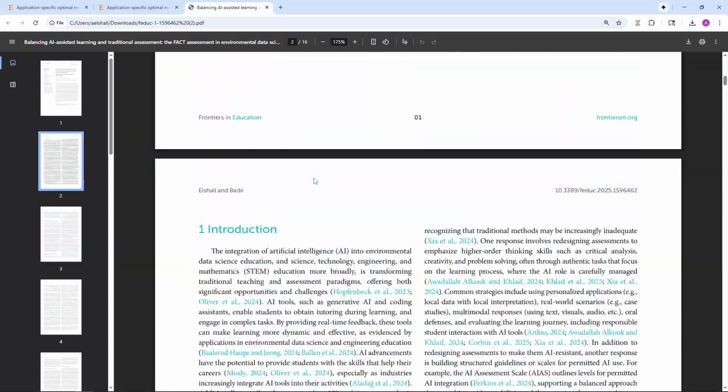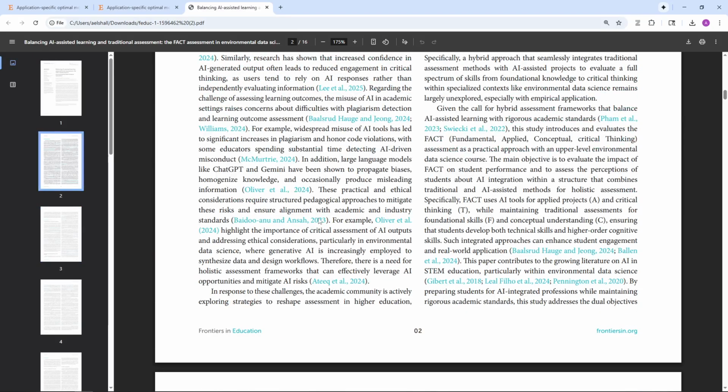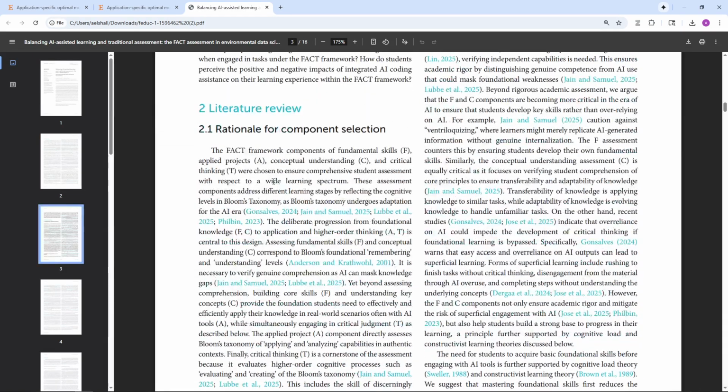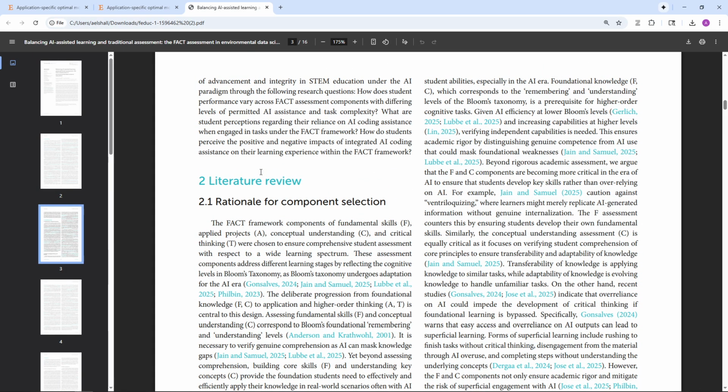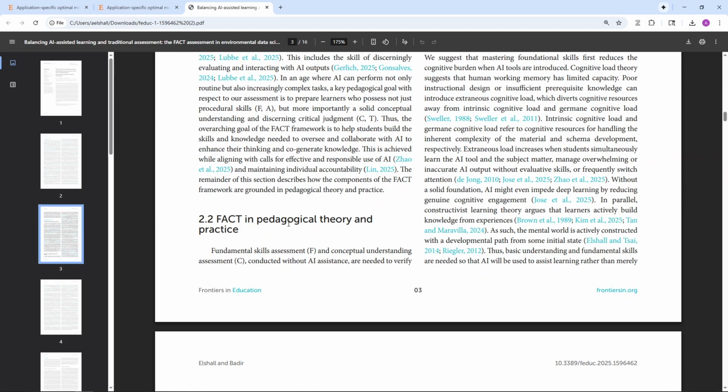But you see here, this is the introduction, and then we have a new section called literature review. What is this? This is not common in engineering research, but in social science and educational research, it is common that you have a separate section about literature review, and this section is usually needed for theoretical grounding, so that you can ground your work within existing theories in education or in social science. And you see here FACT in pedagogical theory and practice.